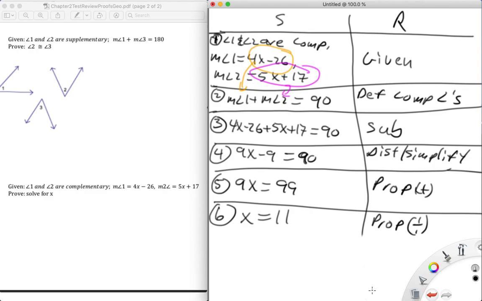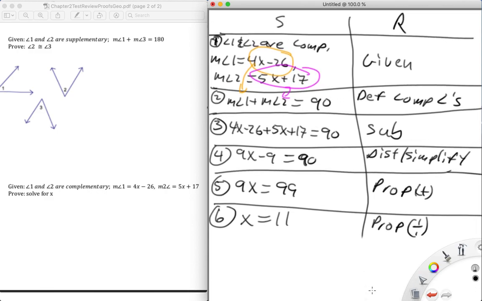Then I can combine like terms and say 9x minus 9 equals 90. Distributive property, or simplifying or combining like terms. Then I can add 9 to both sides and say 9x is equal to 99. Addition property of equality. And then I can say x equals 11. Division property of equality.